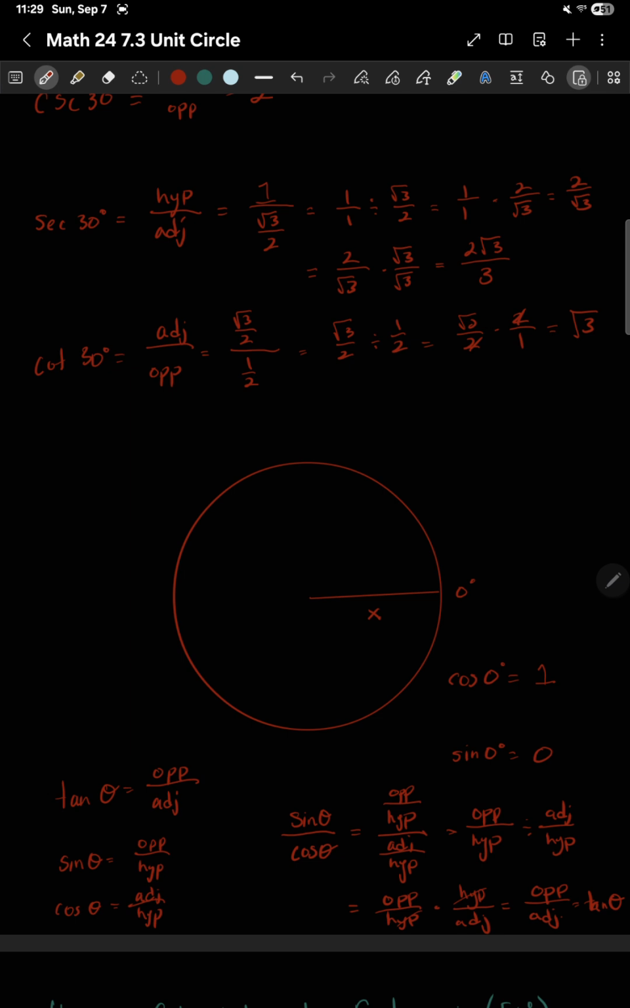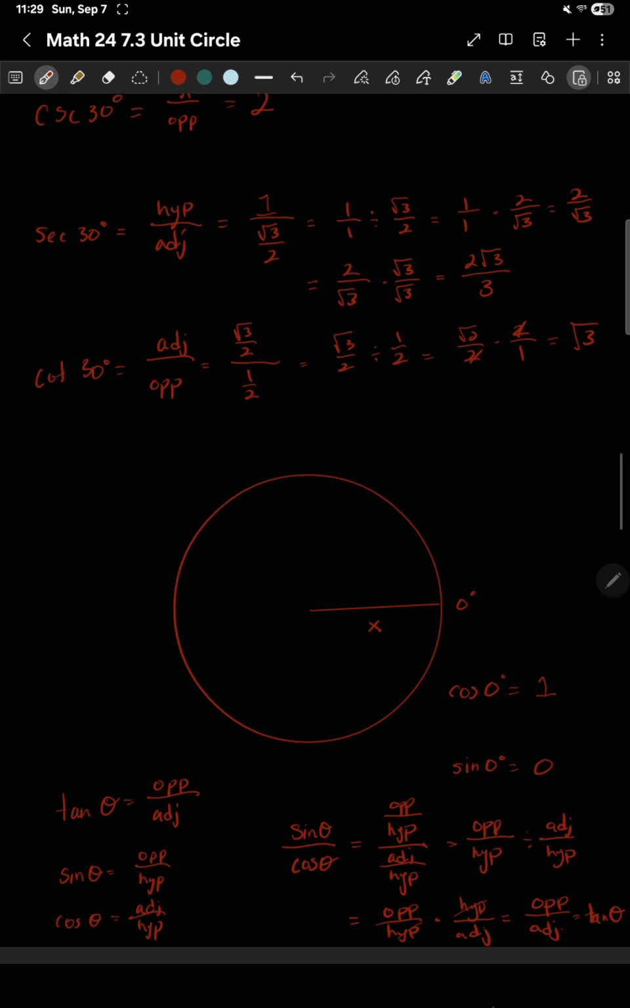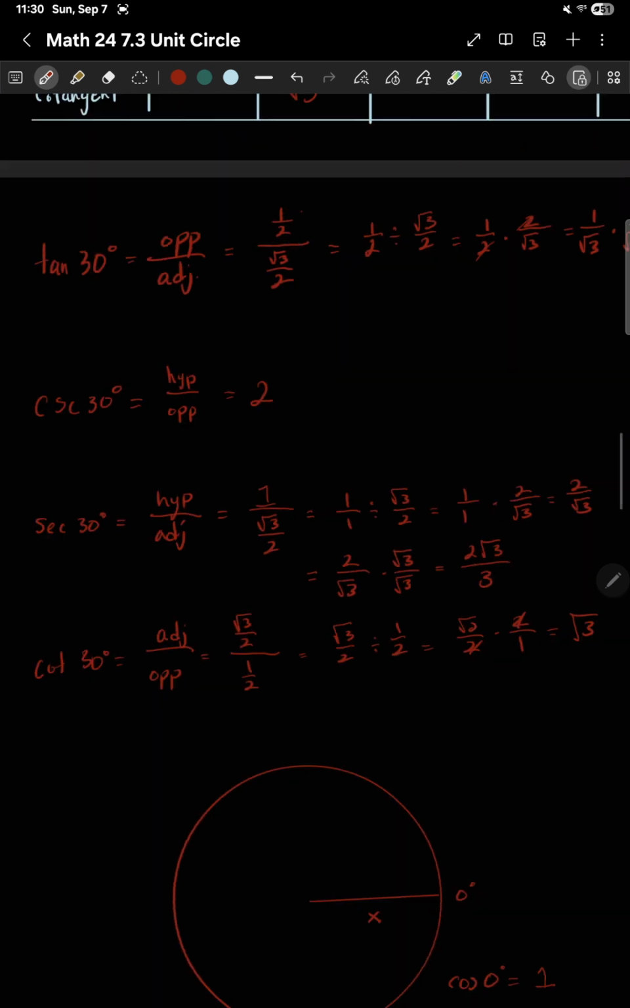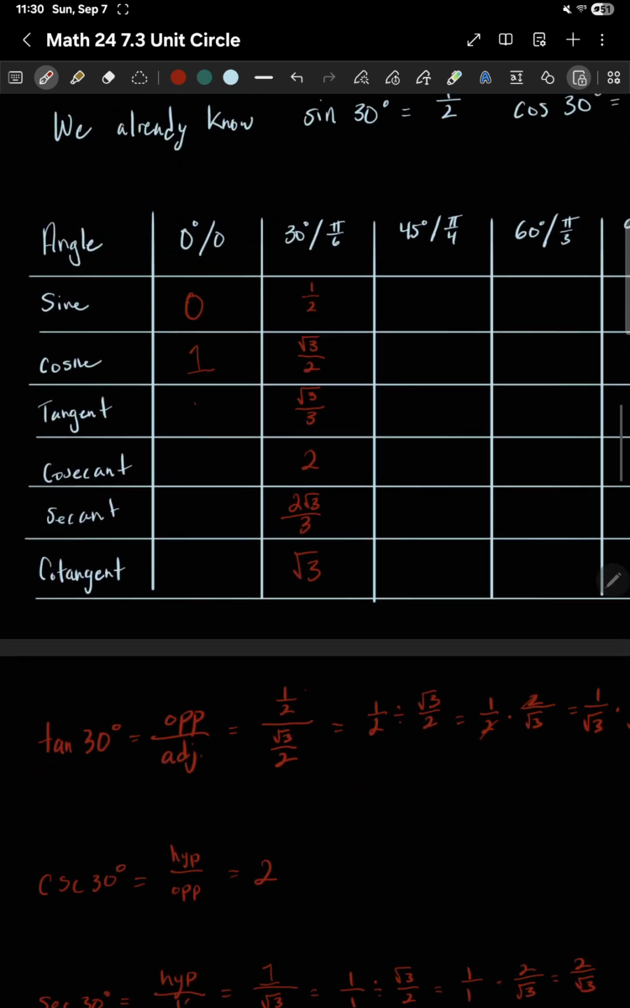So, okay, if tangent is just sine over cosine, we know at 0 degrees, sine is equal to 0 and cosine is equal to 1. So what's 0 divided by 1? Well, that's equal to 0. So we know that tangent is also equal to 0 at 0 degrees. It's a little bit of neat algebra, but it's one of the properties that you're going to want to remember, that tangent can be represented as just sine over cosine.